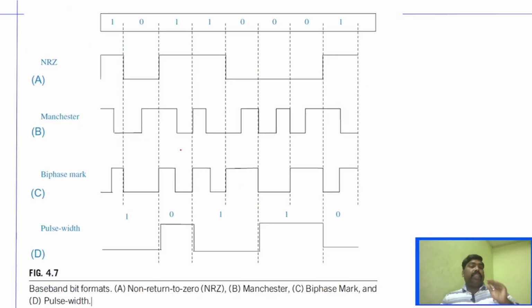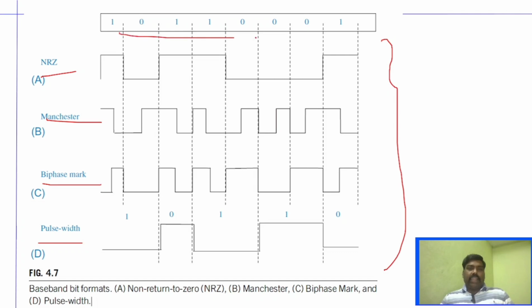So far we have seen different line coding techniques. This is a summary of the different techniques: NRZ, Manchester coding, biphase mark, pulse width. When you see it completely, you can see the same digital data represented in different forms. This is called line coding, the different ways of representing binary data.